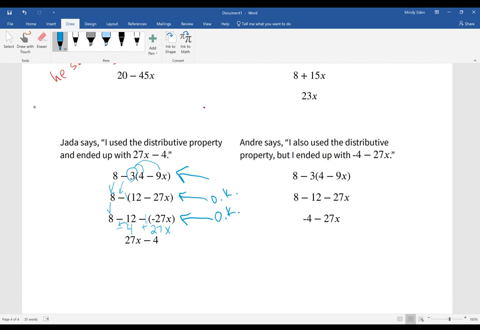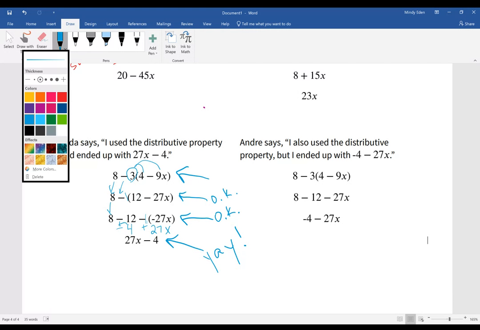Now, since both of the signs stayed the same with the right number, Jada did a great job. All of that is correct. You probably wouldn't have taken as many steps, but Jada did everything fine and she ended up with the correct answer. So let's look at Andre.